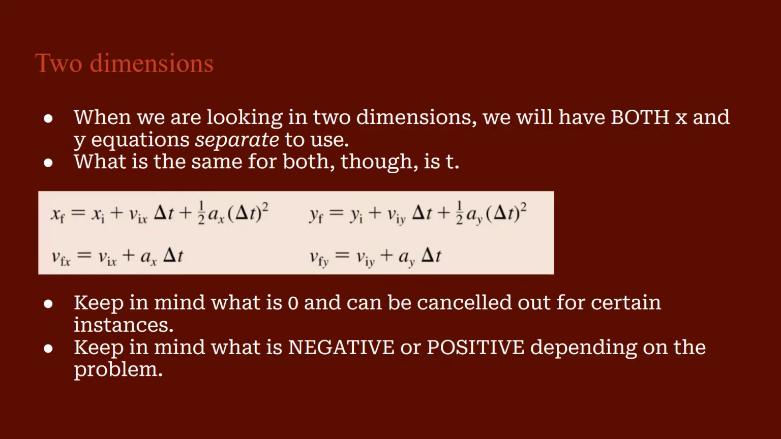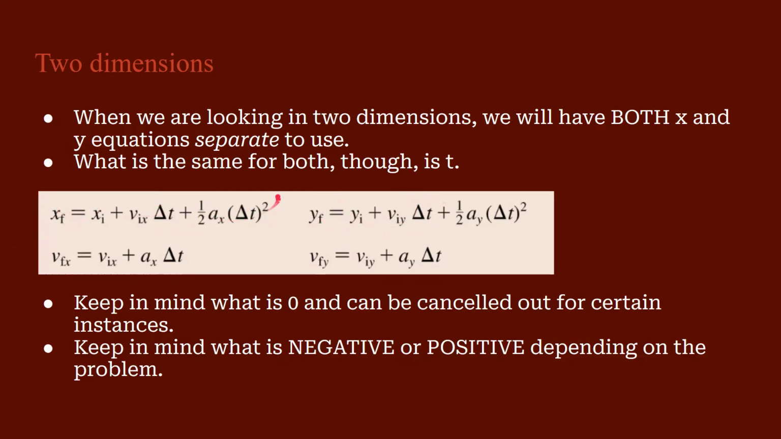Now, just keep in mind what is zero and can be canceled out in certain instances. So the top equations here look really long, but in some situations you can cancel out things. Like if something's launched horizontally, then this part would be zero because the initial y velocity is zero. So that whole thing goes to zero because zero times t is zero. So that whole part goes away. And another thing is that you can subtract this on the other side for both of these, and it can really just be delta x, delta y on the other side.